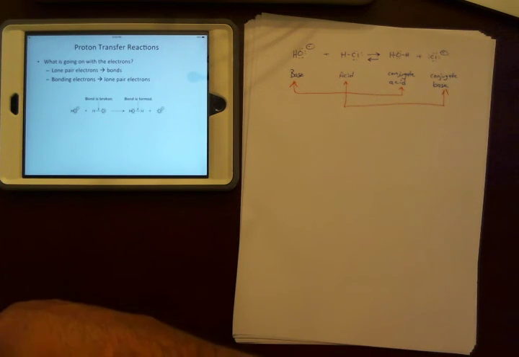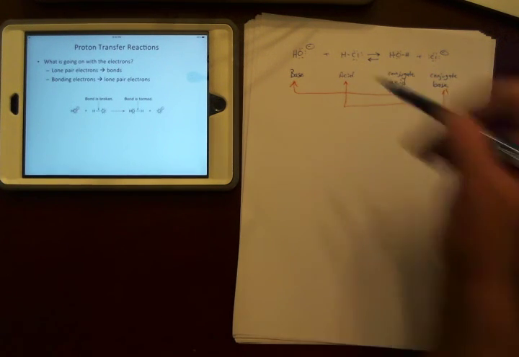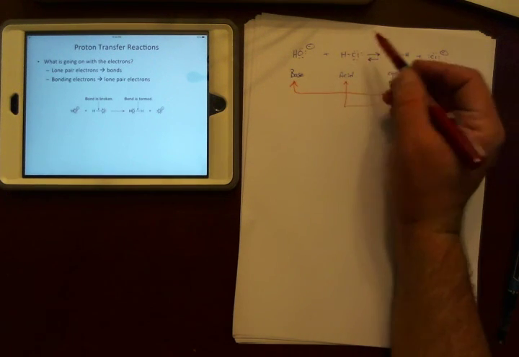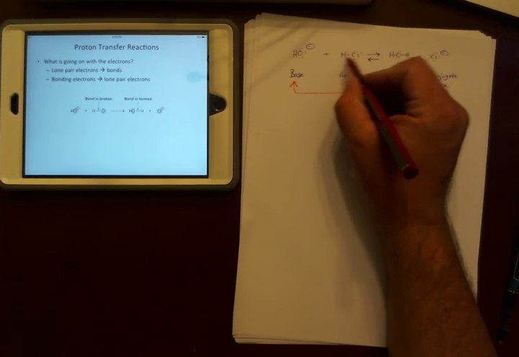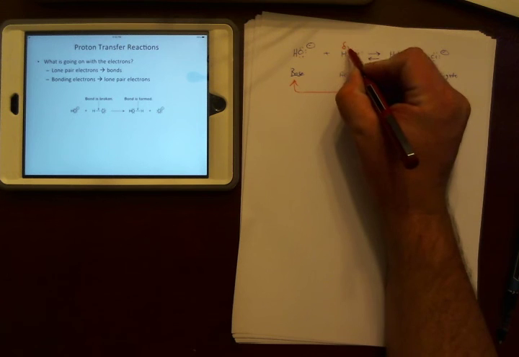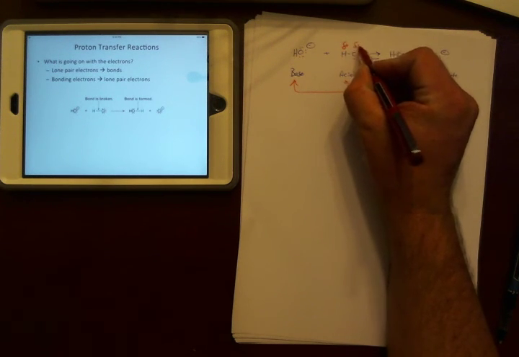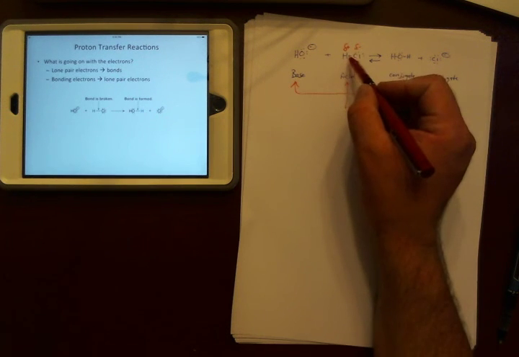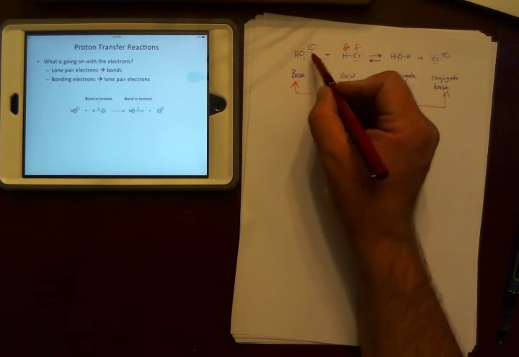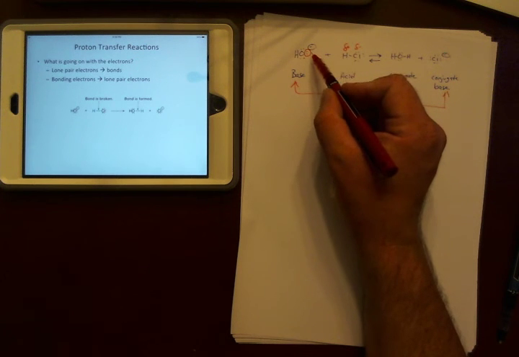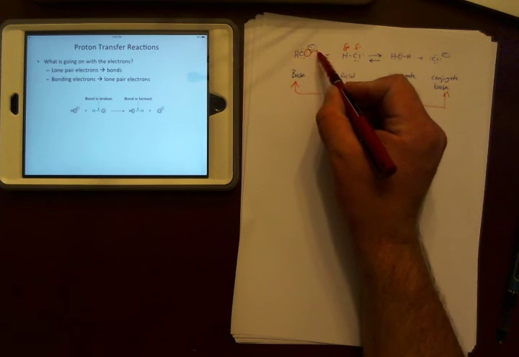So what we're thinking about here is what's going on with this reaction. With HCl, there's a polar covalent bond, so you have a partial positive here and a partial negative here. The hydroxide is negatively charged, so it's going to be attracted to that hydrogen because it has the positive charge. So it's going to say, okay, I'm going to take one of these pairs of electrons, it doesn't matter which one, and I'm going to transfer it.